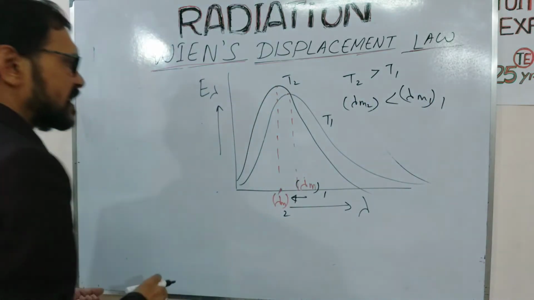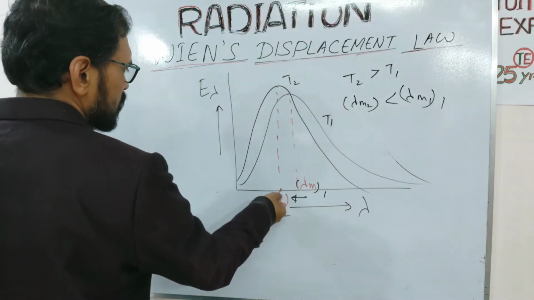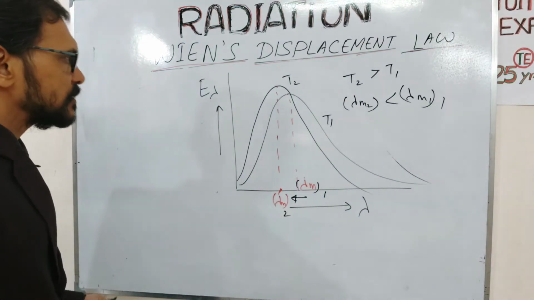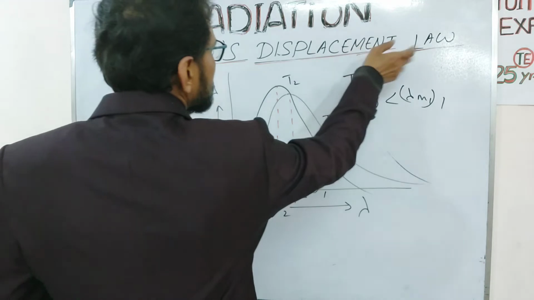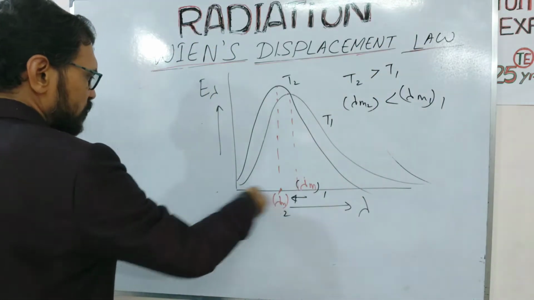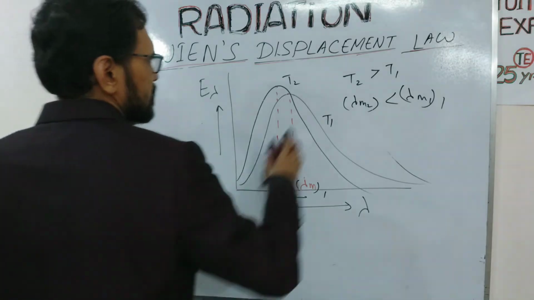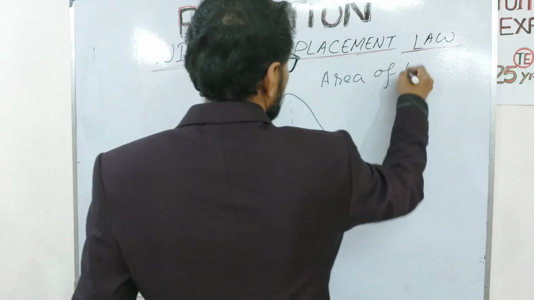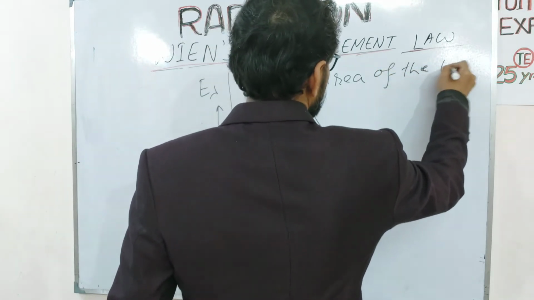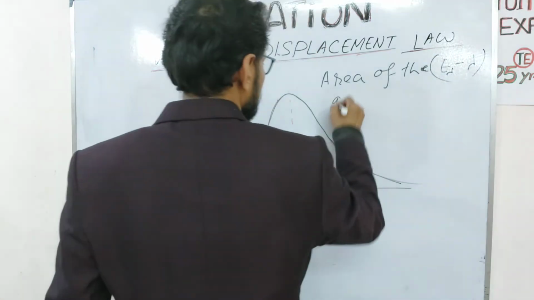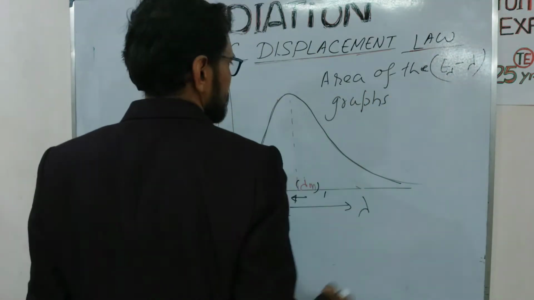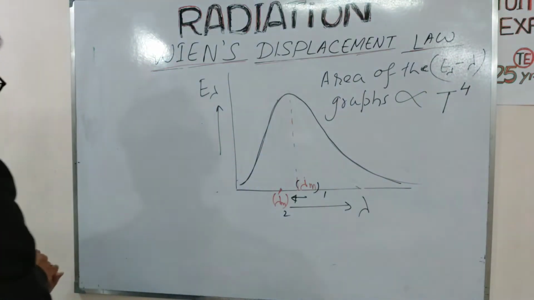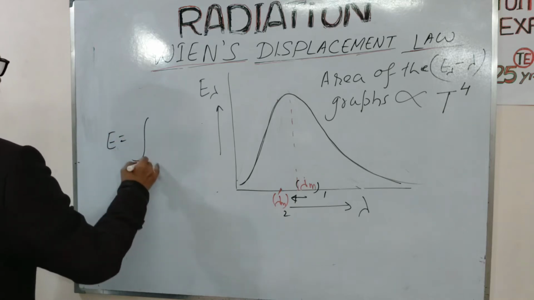So the first study is that if temperature increases, then the wavelength corresponding to the maximum spectral emissive power shifts to the left. That's why this is called Wien's displacement law. The wavelength shifts to the left if the temperature increases. The second study is that the area of this graph is proportional to T to the power 4, because we know emissive power equals the integral from 0 to infinity of E lambda d lambda.